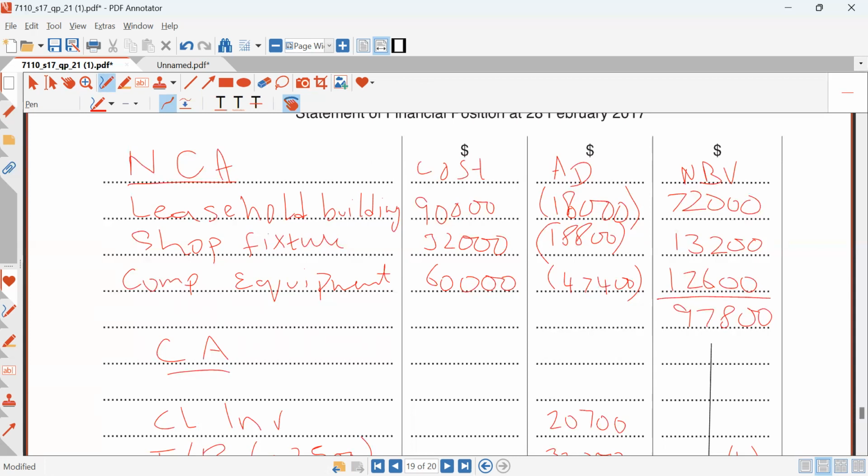After that, we had shop fixtures. Shop fixtures cost is 32,000. And accumulated depreciation, similarly, we had done provision for depreciation plus current year's depreciation. So whatever was the current year's depreciation, we had added provision for depreciation. We get the accumulated. For computer equipment, similarly, but in computer equipment, we had purchased an additional non-current asset worth 8,000. So we had to add 8,000. So we get the cost of 60,000. And the same way we find accumulated depreciation, then cost minus accumulated depreciation equals net.